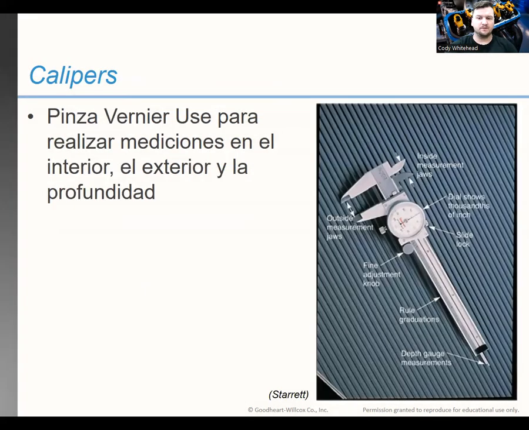All right, so calipers. This is known as a vernier caliper in this picture. This is used to make inside, outside, and depth measurements. So you can see here, this is for your outside measurement. You'll clamp it around whatever you're trying to measure.